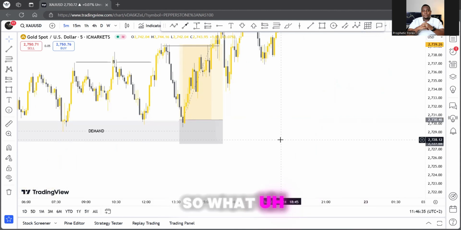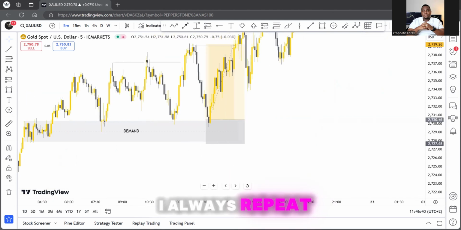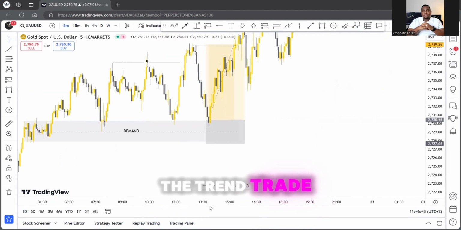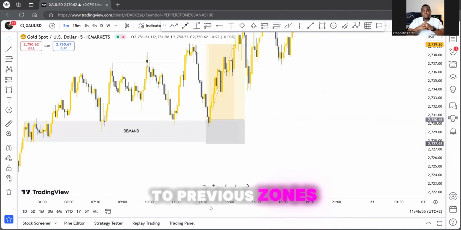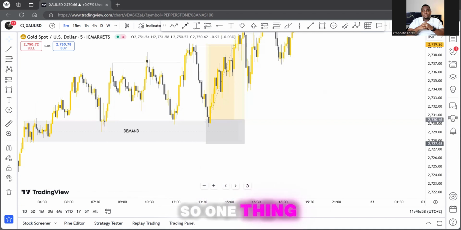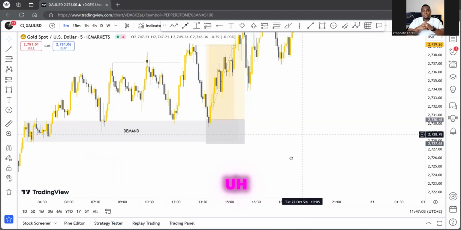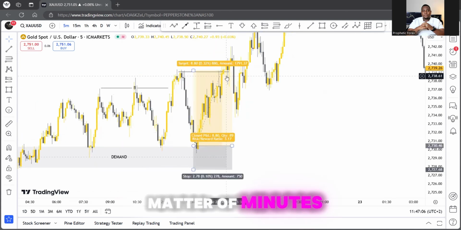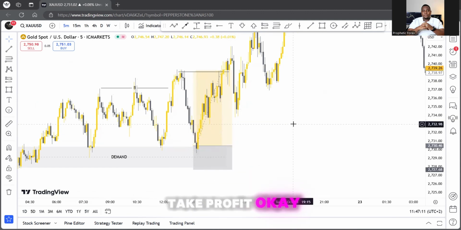So what can we summarize here that you've learned? Number one, I always repeat this: trade with the trend. Trade with the trend. Number two, identify moments where it created higher lows within that bullish trend that I just showed you. Look at how the market reacts to previous zones. That shows you the nature of that. So one thing I know for sure, when I see such a thing, I know the market is going to take off. So this took place within just a matter of minutes. Like within 10 minutes, we'd already hit that final take profit.